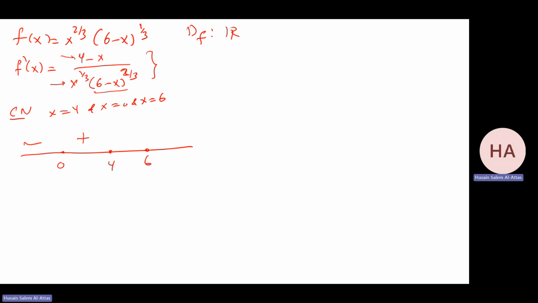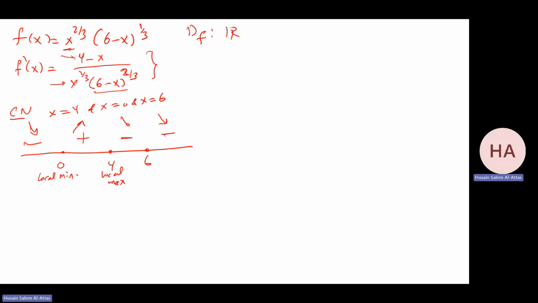Now, between 4 and 6, 5 for example, that will be negative over positive, so negative. More than 6, negative over positive, still negative. So it's decreasing, increasing, decreasing, decreasing. So I have a local min, and I have a local max. Do you have a local minimum at 0? Yes, because the function is defined at 0, the original function.